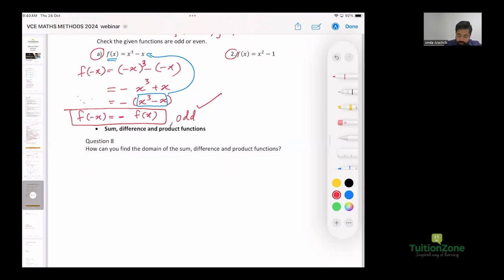Okay, the next one. Who knows the technique for these ones? So, asking the domain of the sum, difference, and the product. It's in the notes, we know what they are. It doesn't matter whether it's a sum, difference, or product, it's the same technique.